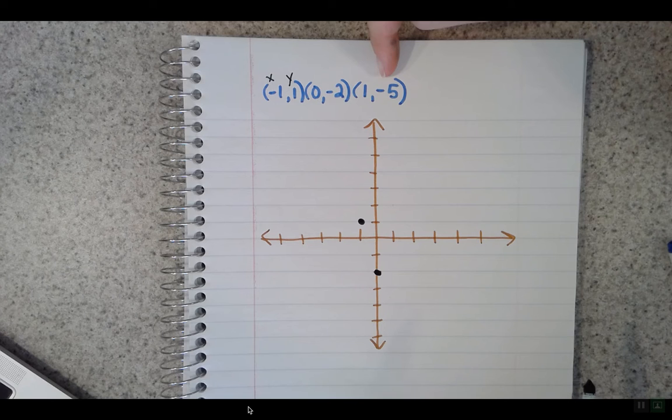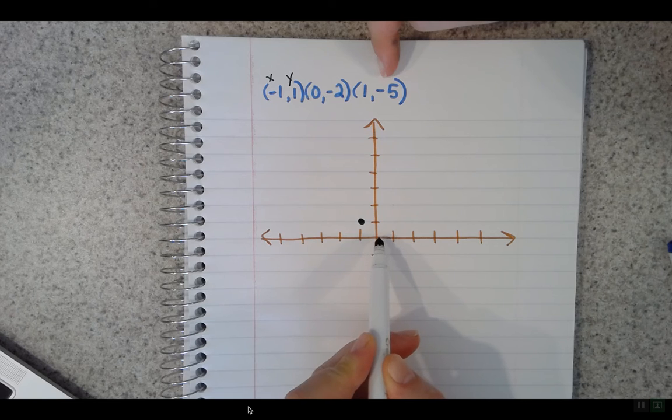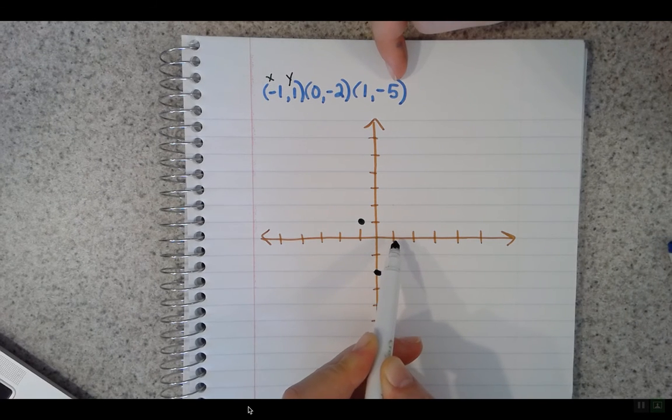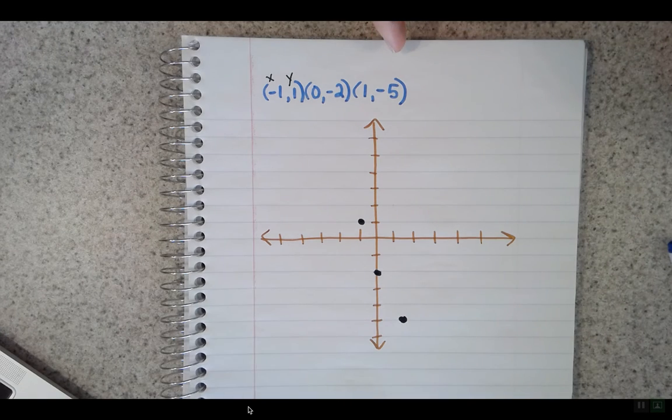The last point to graph is (1, -5). So here you would go to the right 1 space, then the -5 would tell you to go downward from there 1, 2, 3, 4, 5 spaces. Now I have properly placed these 3 points.